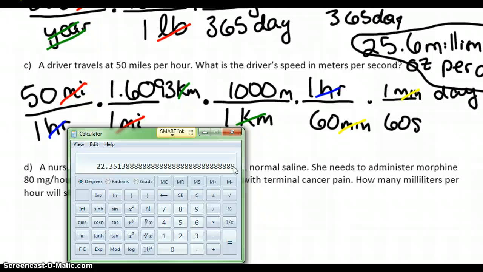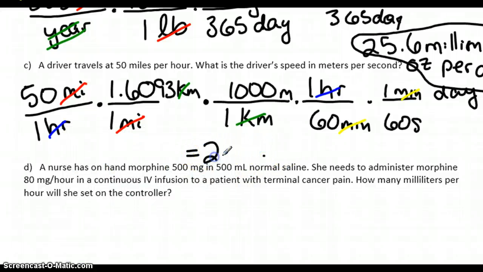So 22.35, so let me round that to 22.4. So 22.4, and my units are meters per second.